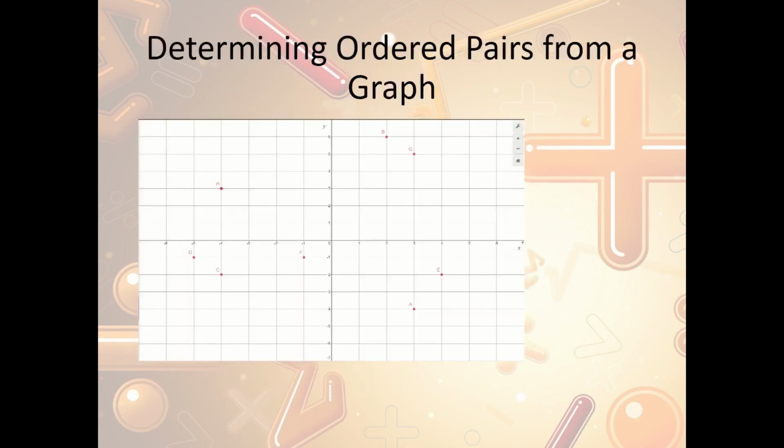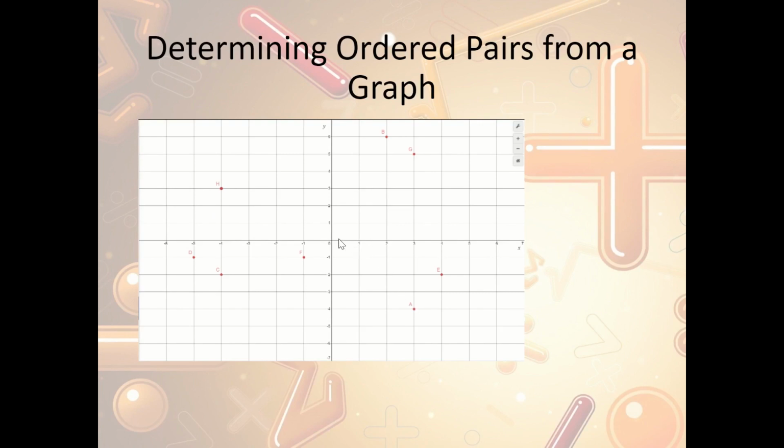Now part of this is being able to plot the points, but the other part of it is being able to recognize the points once they're already graphed. So in this case, I'm given some points and asked to find where those ordered pairs are. So let's look at A, which is here.